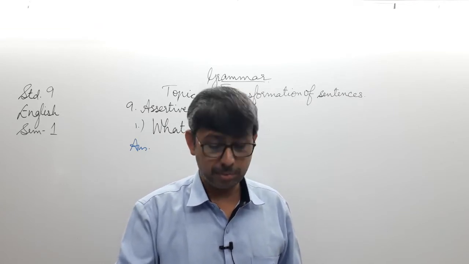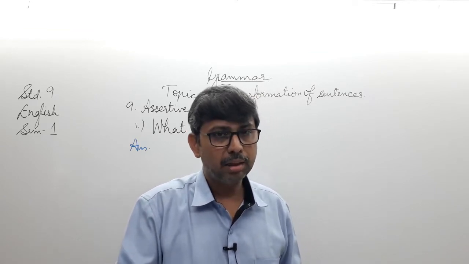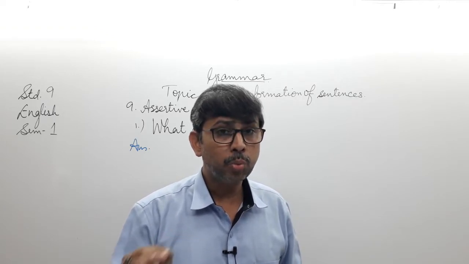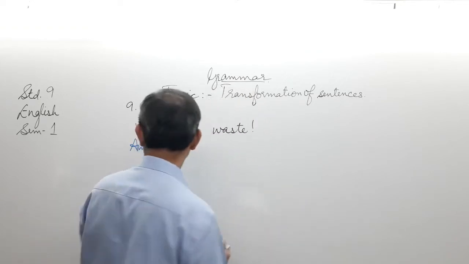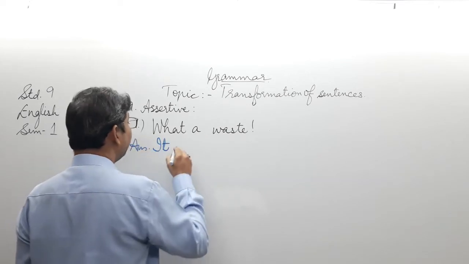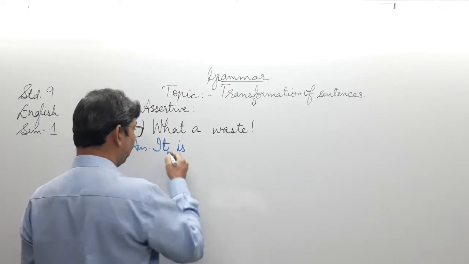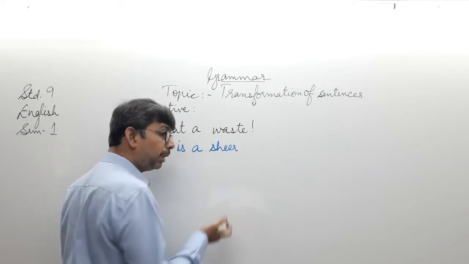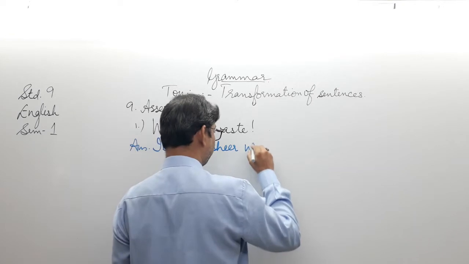Now that needs to be eliminated, and instead of that we are simply going to say and assert, we are going to declare that it is a complete waste. So it is a sheer waste, it is a total waste. So write down the answer in this manner, utilizing the word it. It is, we are saying, here we were exclaiming, here we are declaring. It is a sheer, or you can say complete, or you can say a total. It is a sheer waste.